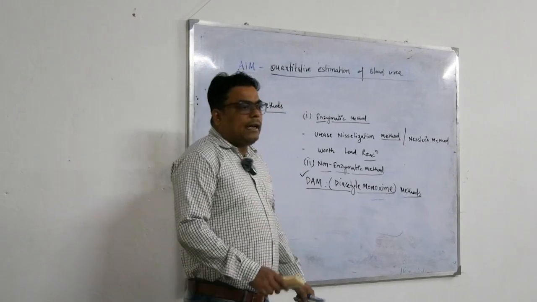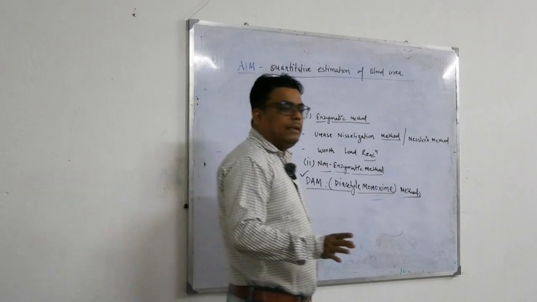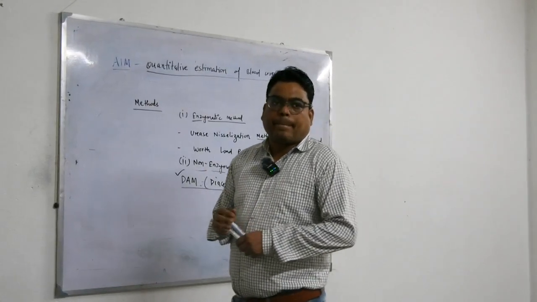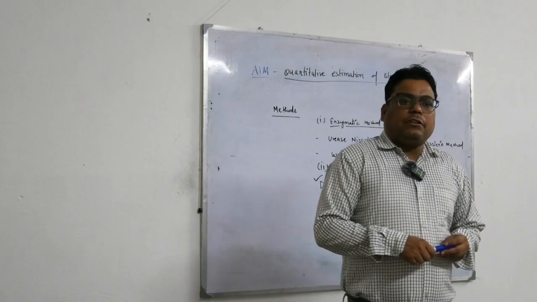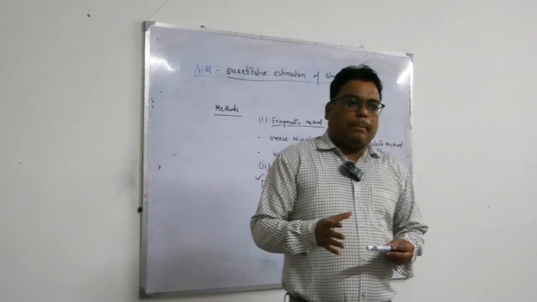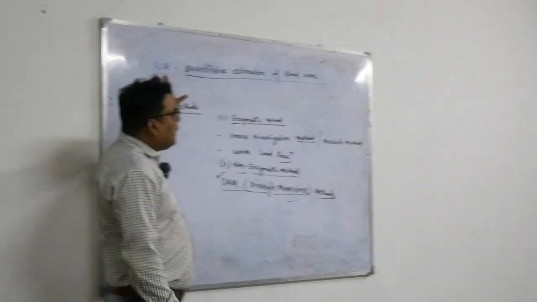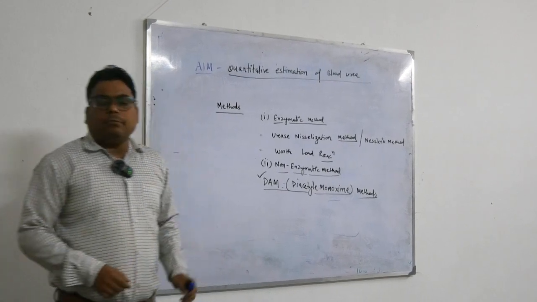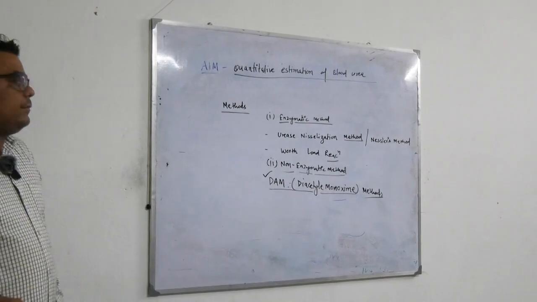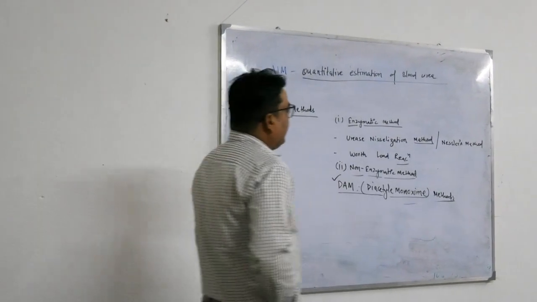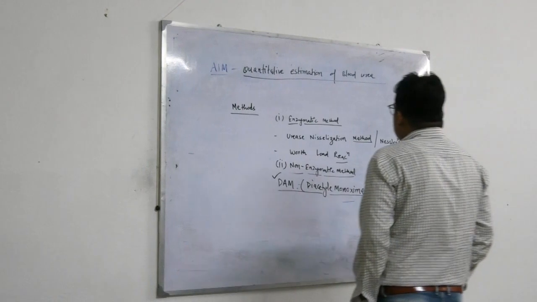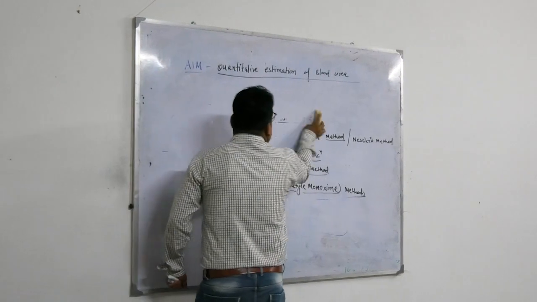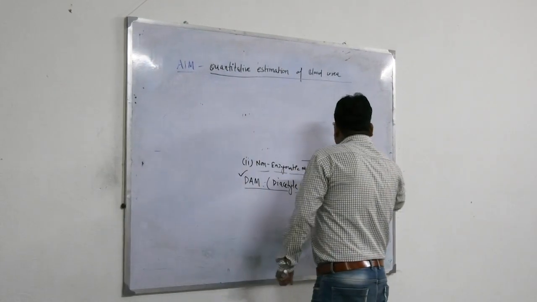Now make another heading: quantitative estimation of blood urea by the DAM method. The first heading is quantitative estimation of blood urea. The second heading is quantitative estimation of blood urea by the DAM method, Nessler's reaction. Now students, which thing is important?